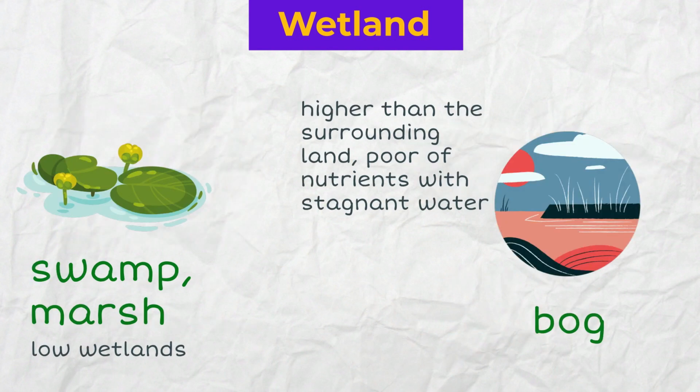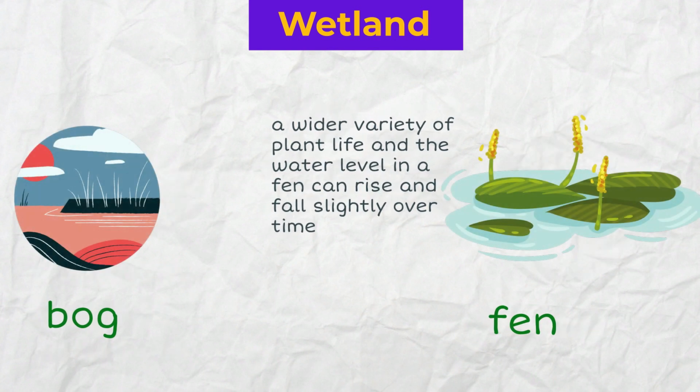Swamps and marshes are low wetlands, but bogs are generally higher than the surrounding land, very poor of nutrients with stagnant water. Fens are similar to bogs, but they have a wide variety of plant life, and the water level in the fen can rise and fall slightly over time.